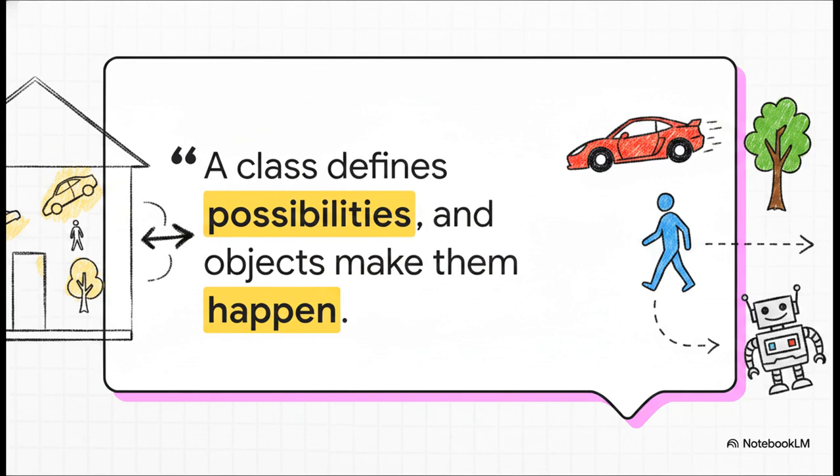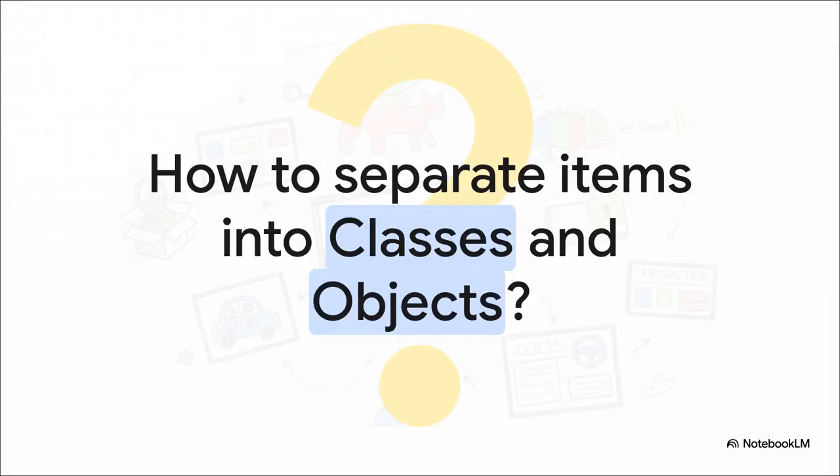Before you go, I want to leave you with a quick challenge to really solidify what you've learned. Look around the room you're sitting in right now. Pick 3 everyday items. How would you separate them into abstract classes with defined attributes versus the concrete objects sitting right in front of you? Think about what attributes they have and what methods they can perform. It's a fun little exercise to train your brain to think in OOP.